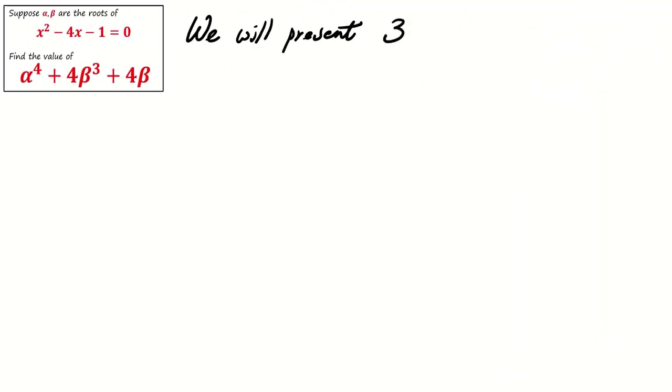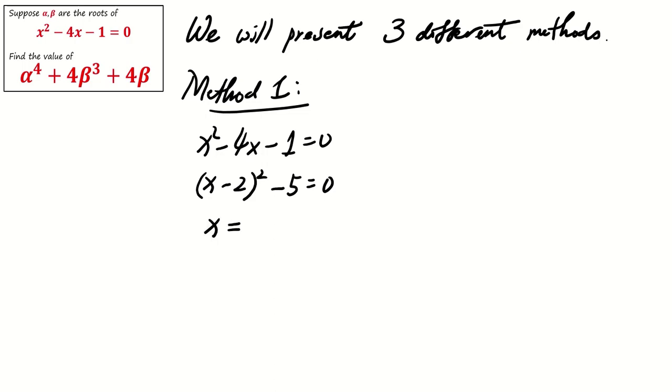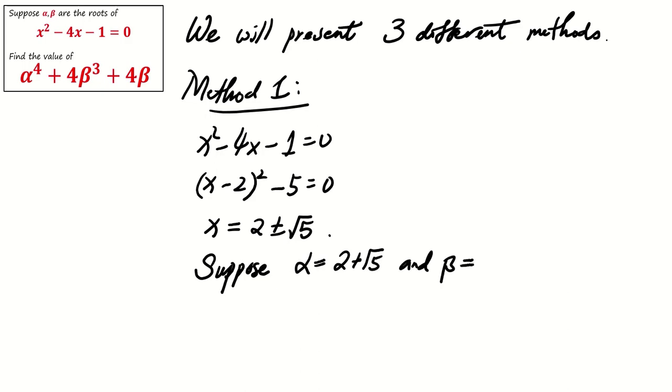We present three different methods to solve this problem. For method number 1, we'll solve this quadratic equation. Given that x squared minus 4x minus 1 equals 0, by completing the square, we obtain (x minus 2) squared minus 5 equals 0. This means that x equals 2 plus or minus square root of 5. Since alpha and beta are the roots of the equation, we may suppose alpha equals 2 plus square root of 5 and beta equals 2 minus square root of 5. We'll consider the other case afterwards.